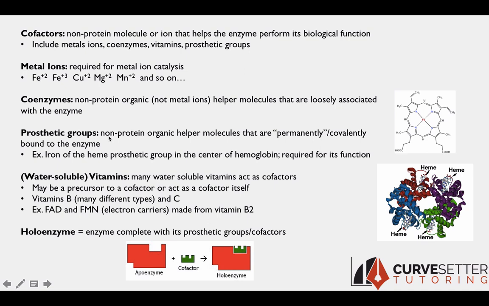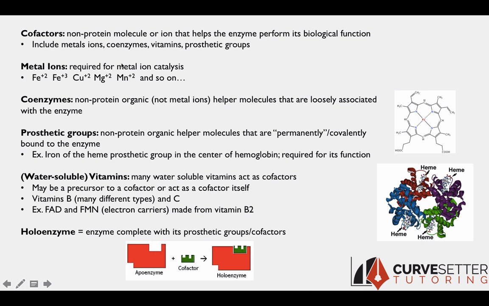So the enzyme is characterized in part by the prosthetic group that is associated with it. So an example of a prosthetic group is the heme prosthetic group in hemoglobin. So this here is the heme group. And so here is this prosthetic group. This is an organic molecule. And in the center of the prosthetic group is a metal ion. And this is permanently bound to each subunit of hemoglobin, and it's required for the function of hemoglobin. So heme is the prosthetic group, and in the prosthetic group we have a metal ion.